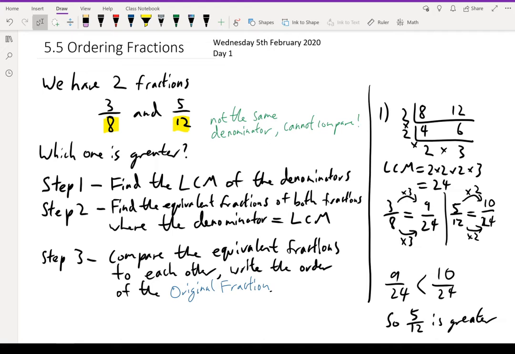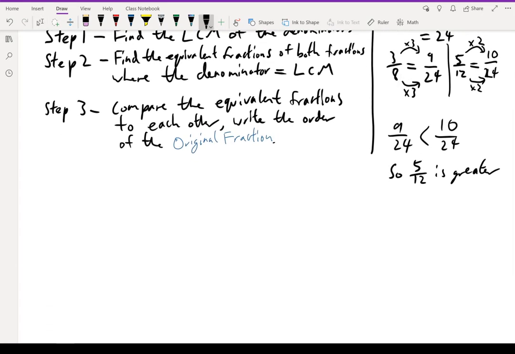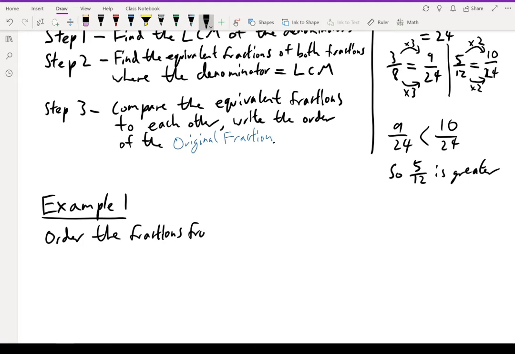So let's go on to example, I guess this is already example 1, but I didn't say that specifically. Let's go to example 2. Example 1. Oh sorry, this time is order the fractions from least to greatest.